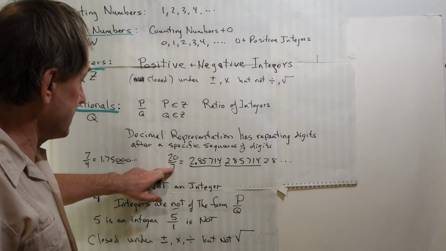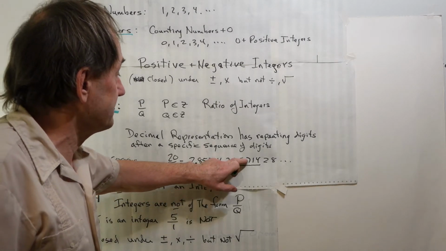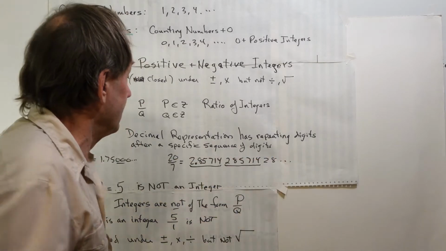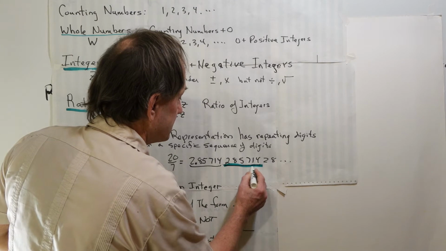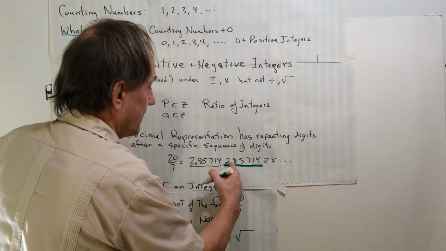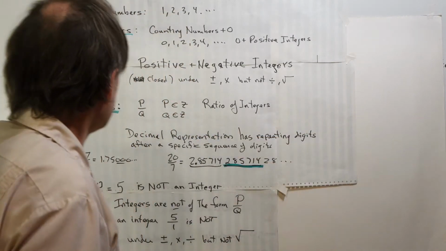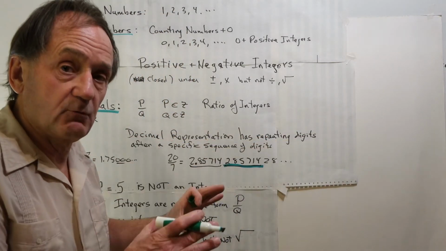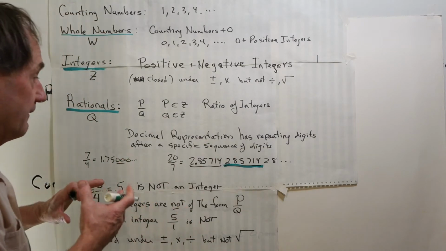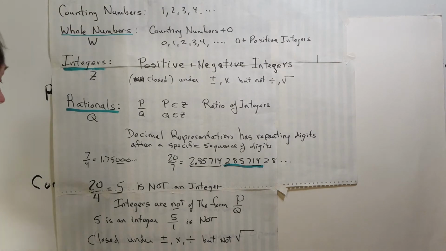20 divided by 7 is 2.85714, 2.85714, and so on. So this six-digit sequence gets repeated forever and ever. This is characteristic of rational numbers. You always have a sequence of repeating digits after the first sequence, and it just repeats itself forever.